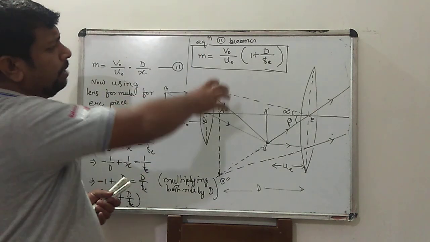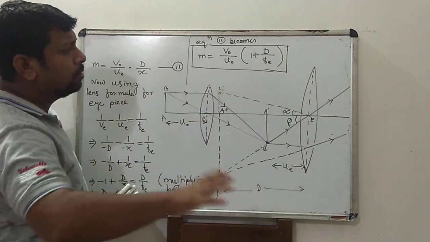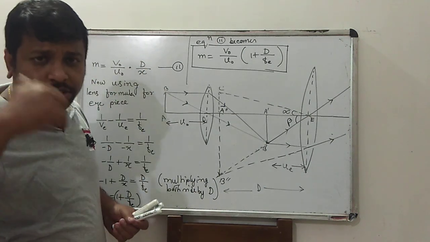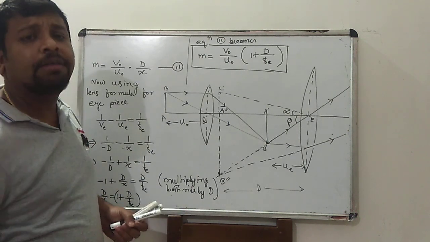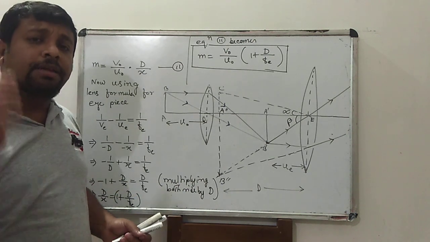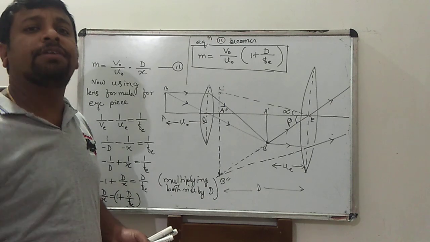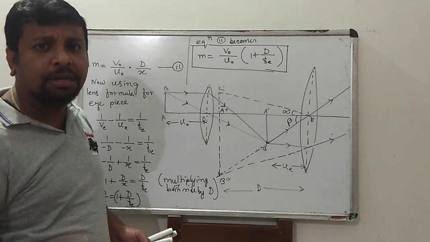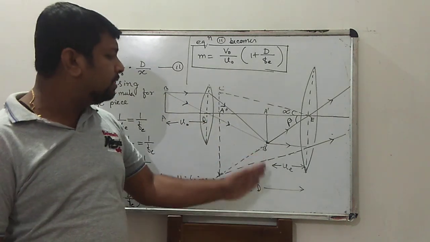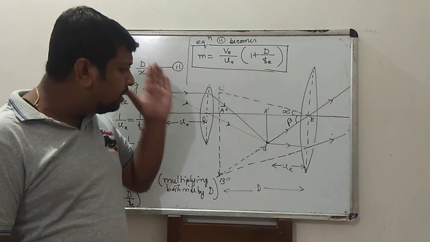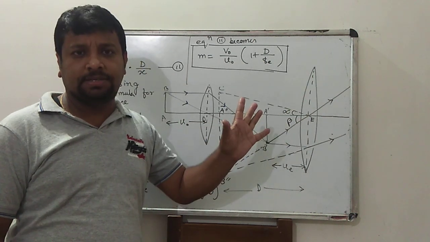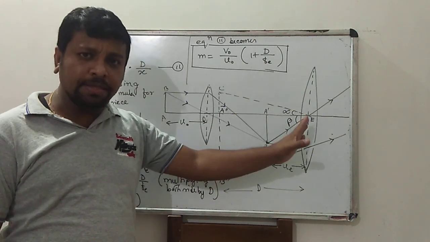So this is the magnifying power of compound microscope for least distance of distinct vision. Okay? So next we get magnifying power for normal adjustment. So what happens in normal adjustment? In normal adjustment, the final image is formed at infinity. Same phenomenon, but it is formed at infinity. That means in that case, the intermediate image is formed at the focus of the eyepiece.